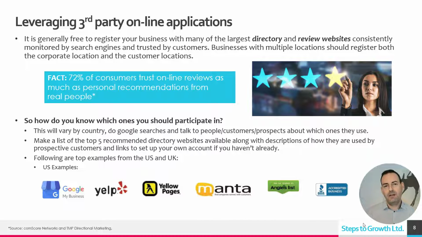The next thing with digital marketing is to set up and leverage third-party online applications. Now that sounds a bit, what does that mean? Third-party online applications could mean anything. What it actually means is directory and review sites. Most of these are free to register your business, and they're consistently monitored by search engines, which is one bonus. And the other thing is they're trusted by customers. So this is this concept of social proof. You're in a directory that you've been approved to get in there, and there's a review website where lots of people have reviewed you. Trustpilot is probably the best example these days.